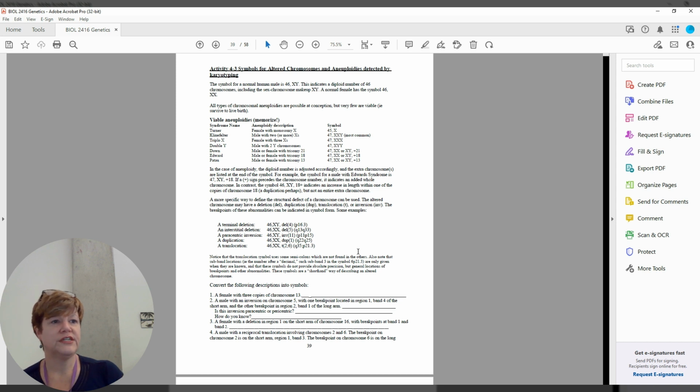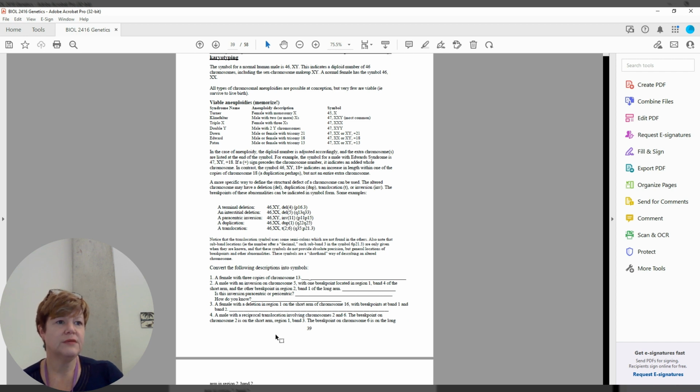So what I would suggest is that you try to fill these in and then compare it to the answer key that I've posted. And that way you'll be prepared. There will be something on the quiz, the grade for this online lab, that will be very similar to these, and you'll have to type in the symbol.